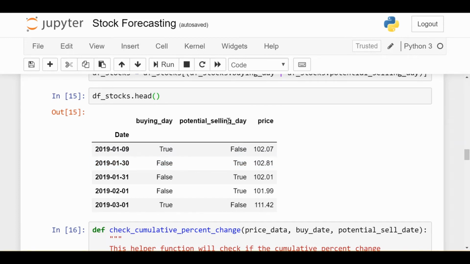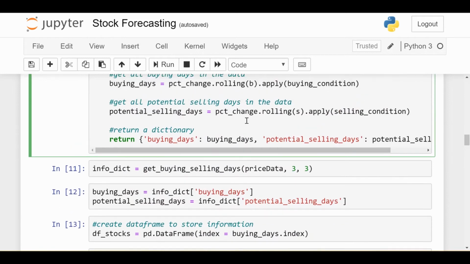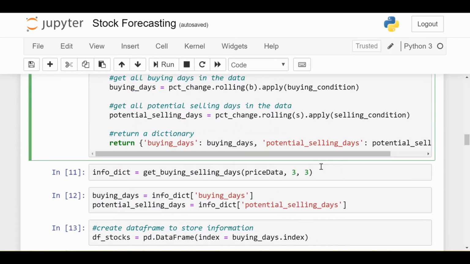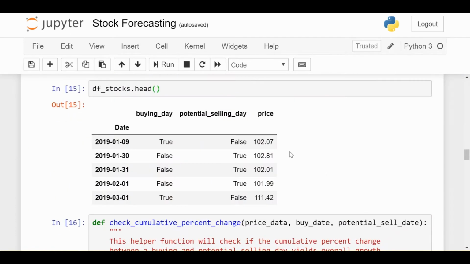I put potential selling day here because it meets the condition of the stock price decreasing for S consecutive days, but we also have to make sure that it meets the second condition where we've made a profit when we actually start doing this stock trading. So that's why we get the data we do. So this is just the first 5 rows. We see that the dates are the index, and each row is either a buying day or a potential selling day, and we have the price of the stock on that day.